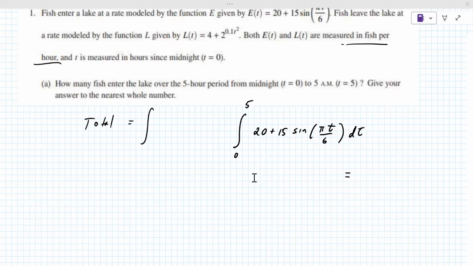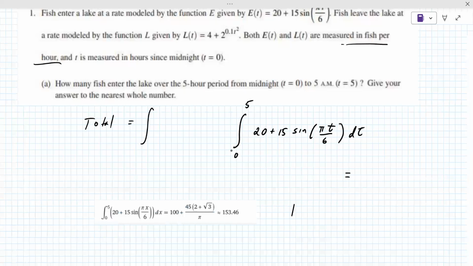I got 153. Yes, 154 for this one, rounded up. So 154 fish entering the lake. Any questions on that before we move on to part 2, part B? No. Okay.